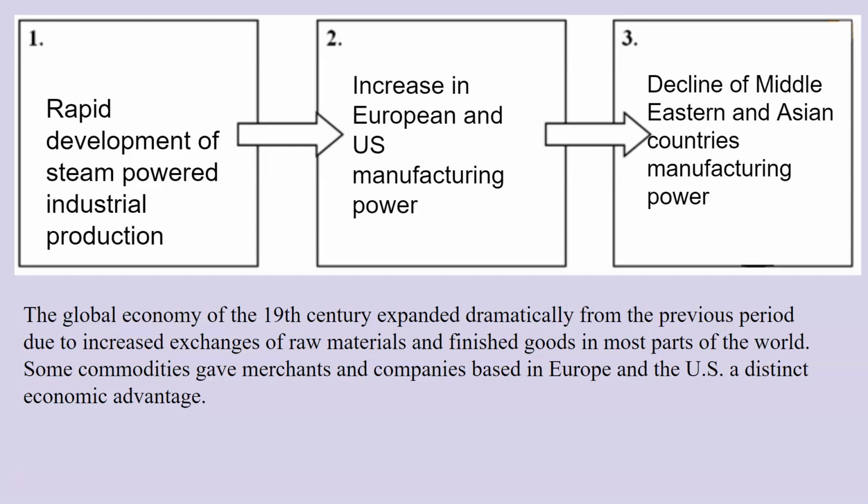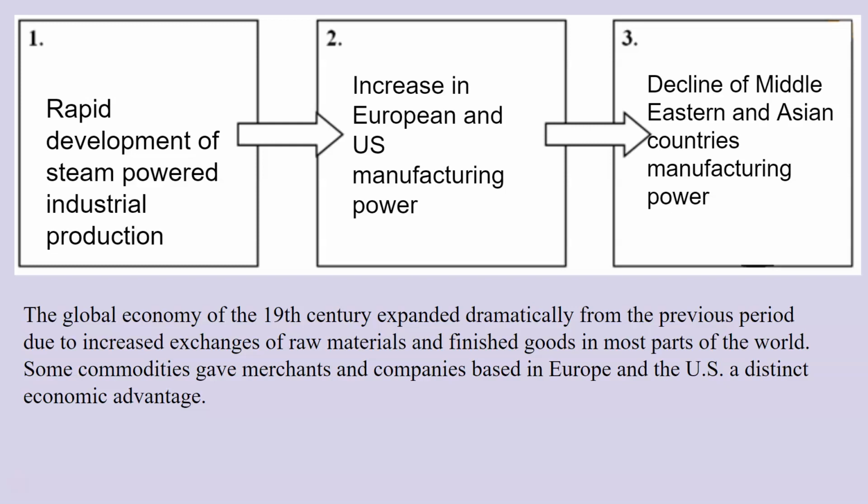DBQ, rapid development of steam-powered industrial production. Okay, that's kind of the first thing. This increases European and U.S. manufacturing power because they're the first adopters, and it will lead to a decline in Middle Eastern, Ottoman Empire, Asian countries, predominantly China, their manufacturing power.